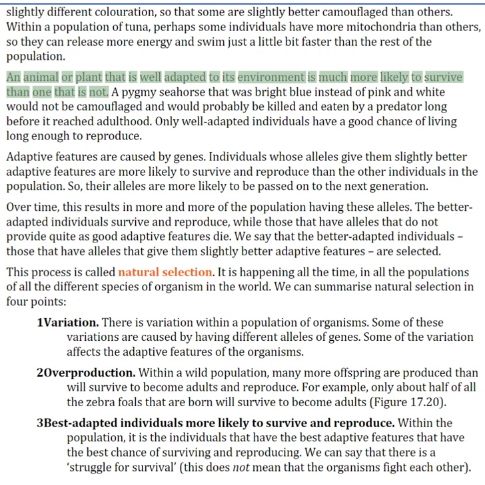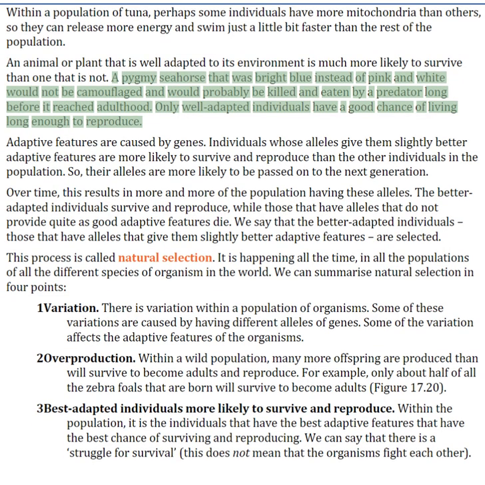An animal or plant that is well adapted to its environment is much more likely to survive than one that is not. A pygmy seahorse that was bright blue instead of pink and white would not be camouflaged and would probably be killed and eaten by a predator long before it reached adulthood. Only well-adapted individuals have a good chance of living long enough to reproduce.